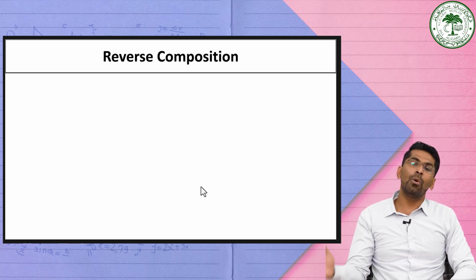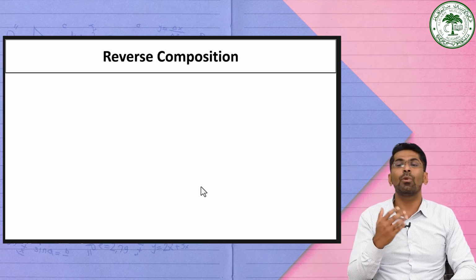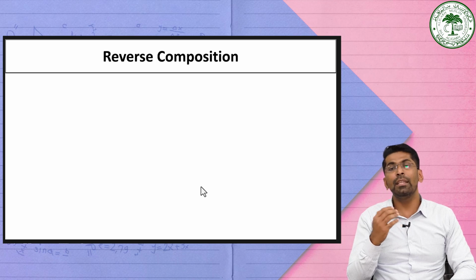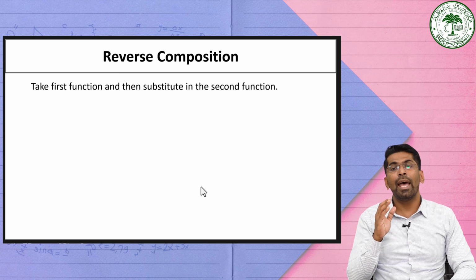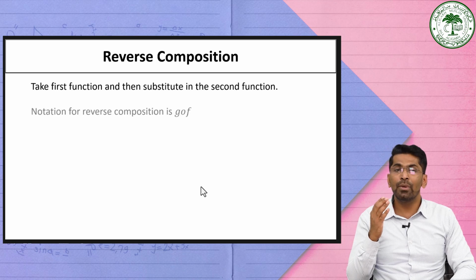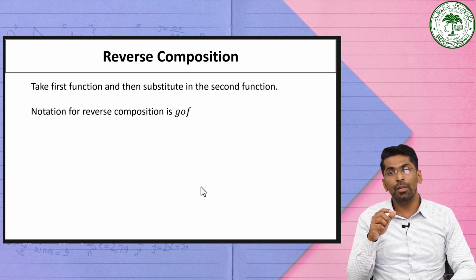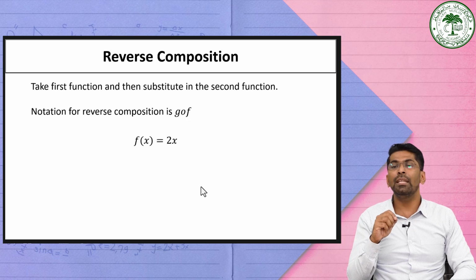Now, as against the forward composition, we have a reverse composition as well. In the reverse composition, you take the first function and substitute it into the second function. The notation generally used for the reverse composition is g of f. In the initial stage we said it is f of g; here it is g of f, where f and g are the functions.